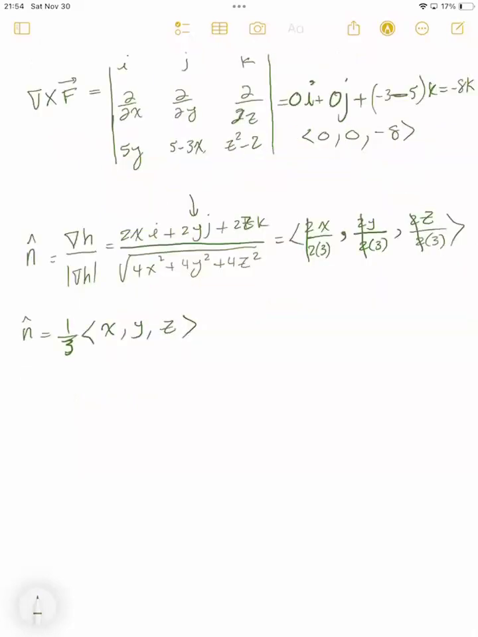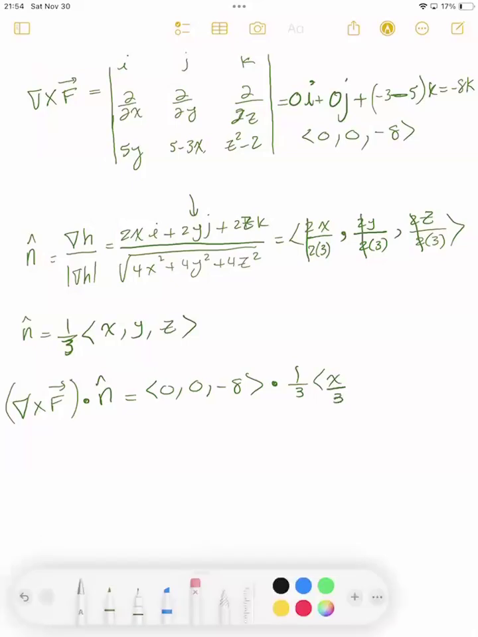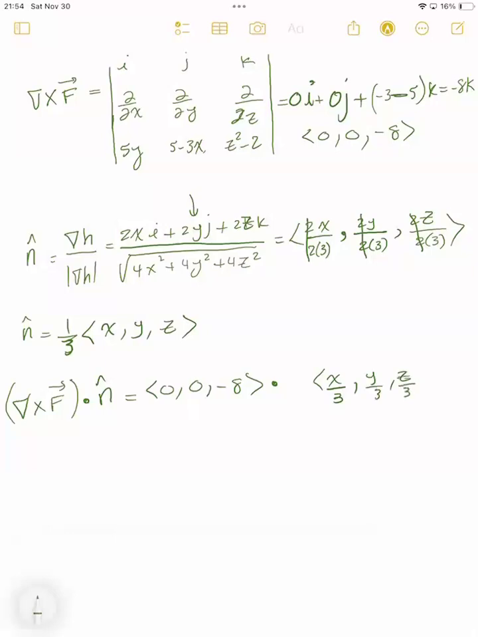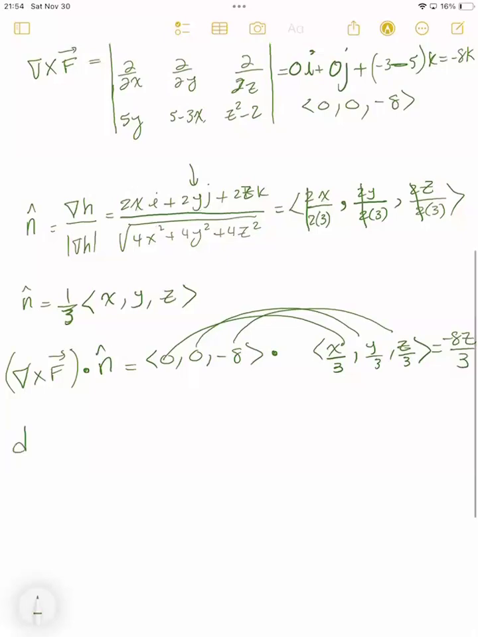I need to take the dot product of these two. So I have 0, 0, -8, and 1/3 x, or you can just write it as x over 3, doesn't matter, y over 3, z over 3. 0 times x over 3 is 0, 0 times y over 3 is 0, -8 times z over 3 is -8z over 3. Also, I need to find dS.